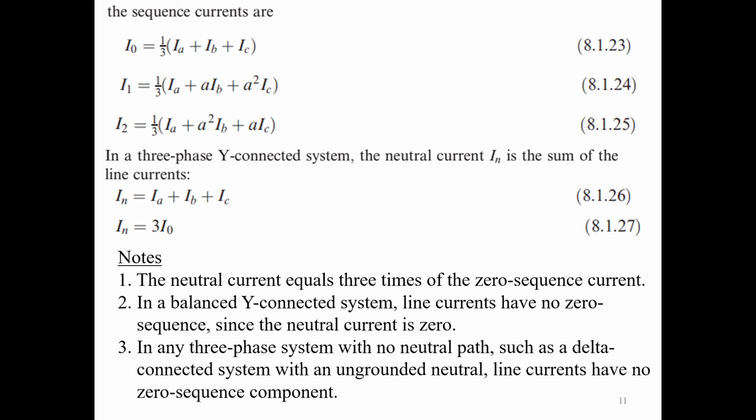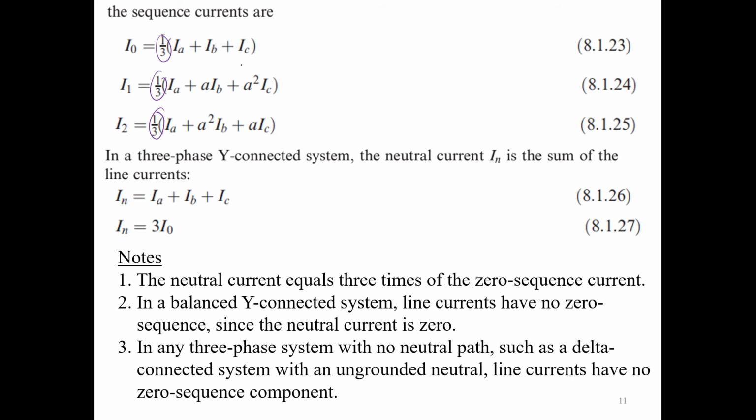Now you could see that for the sequence current, the coefficient one third tells us that this is the inverse. It comes from the inverse. So we can express I0, I1, I2 in terms of the phase quantities IA, IB, IC.